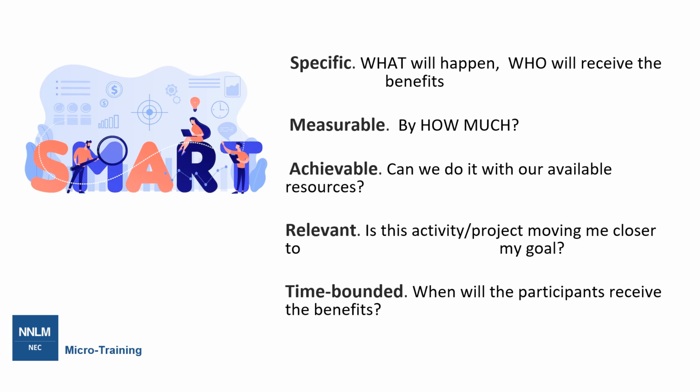SMART components: Specific. This component must answer the question, what will happen and who will be affected? Measurable. By how much? Achievable. Can we do it with our available resources? Relevant. Is this activity or project moving the team closer to the ultimate goal? Time-bounded. When will the target group receive the benefits?